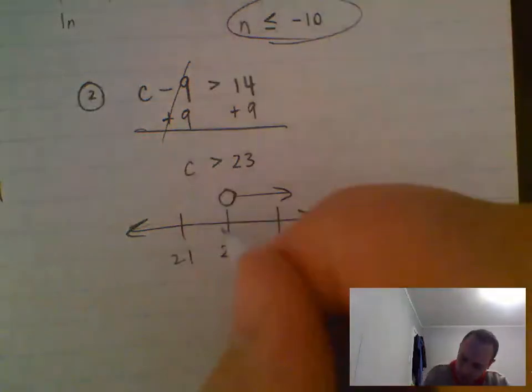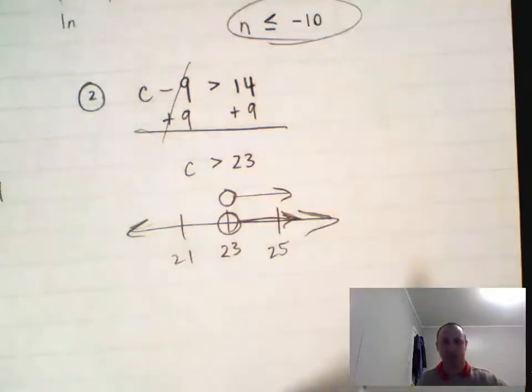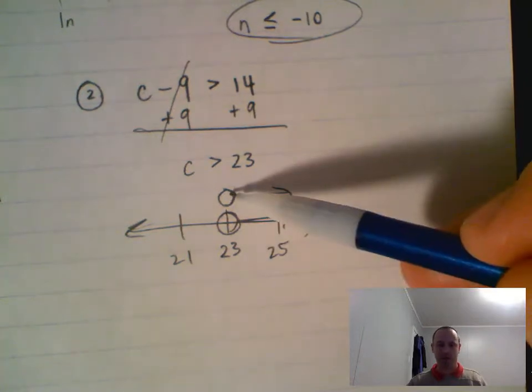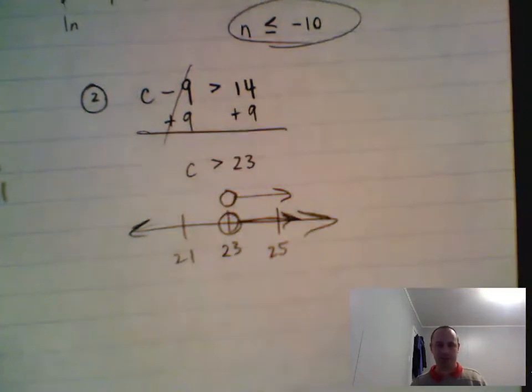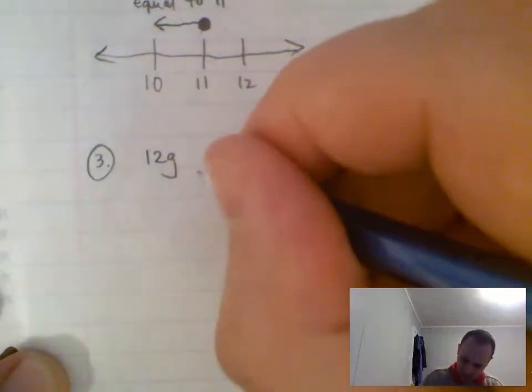Some people put their bubble right here. That's fine too. Some people like to put their little circle above the line. Some people like to put it on the line. Whatever you like better. Okay, let's look at number 3. Now we're getting into some multiplication division problems.